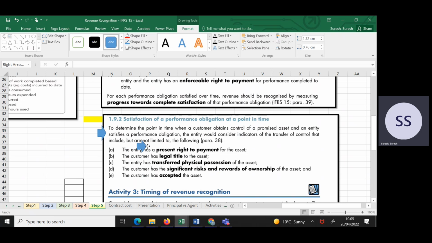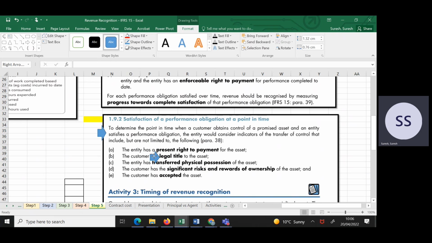First, the entity has a present right to payment for the asset. That means, I promised to send you a box. Now I have sent my box, so I've become entitled to the cash. So that's when I have the present right to the payment, then that will be an indicator that it is a performance obligation satisfied at a point in time. So here, to determine the point in time when a customer obtains control of a promised asset and the entity satisfies the performance obligation, the entity would consider the indicators. These are the key indicators.